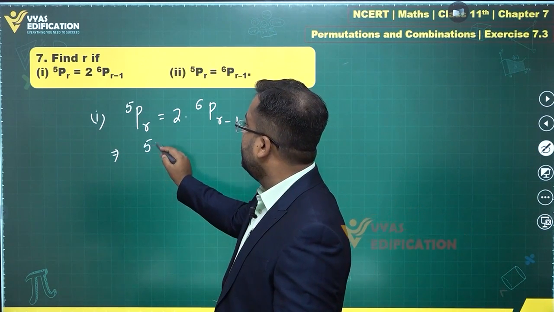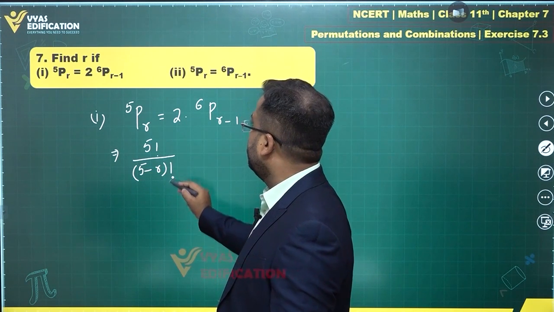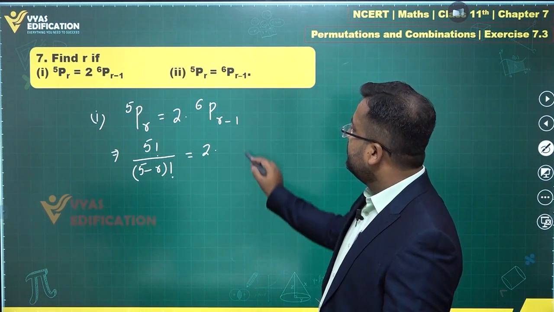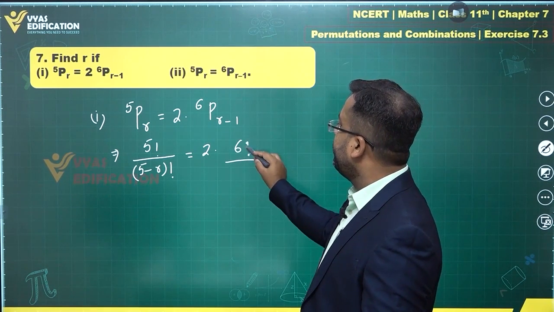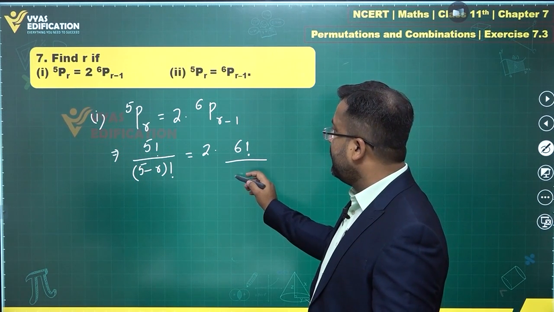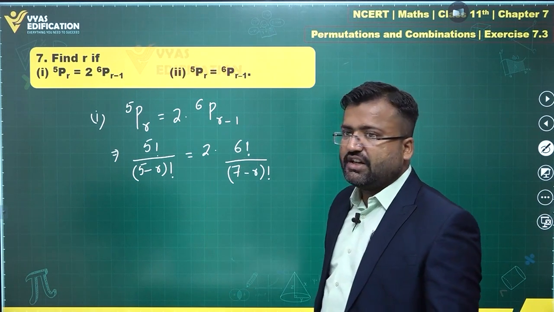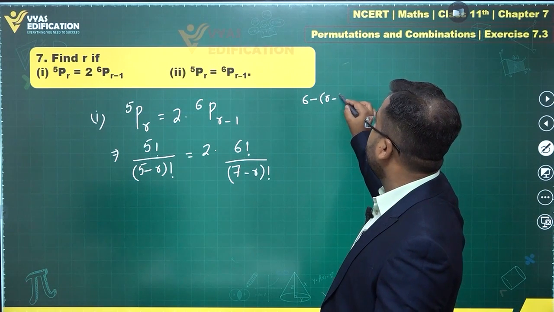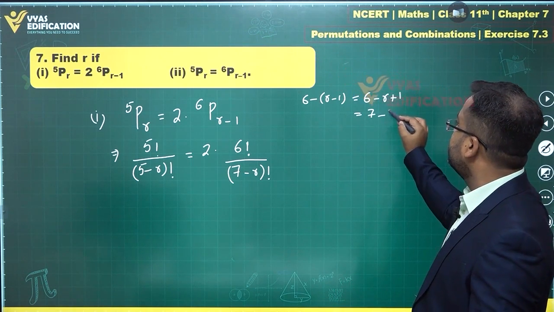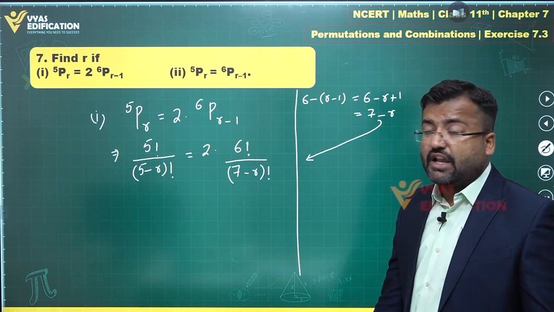This is 5 factorial over (5 minus r) factorial. This is equal to 2 times 6 factorial over (6 minus (r minus 1)), and minus of minus 1 will become plus 1. That becomes (7 minus r) factorial. After simplification, 6 minus r minus 1 will become 6 minus r plus 1, which is 7 minus r. That's what I've used over here. This is something which I've calculated in rough.